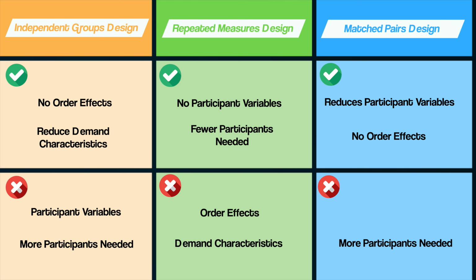And perhaps the biggest limitation is that it's difficult to match exactly. It's impossible to control every participant variable. In a sleep and memory study, even after pairing on IQ, participants may still differ in stress, caffeine intake, or motivation, which could slightly affect memory test scores. So there you have it, independent groups, repeated measures, and matched pairs. 3 designs, each with their own trade-offs, and now you know exactly how to evaluate them.